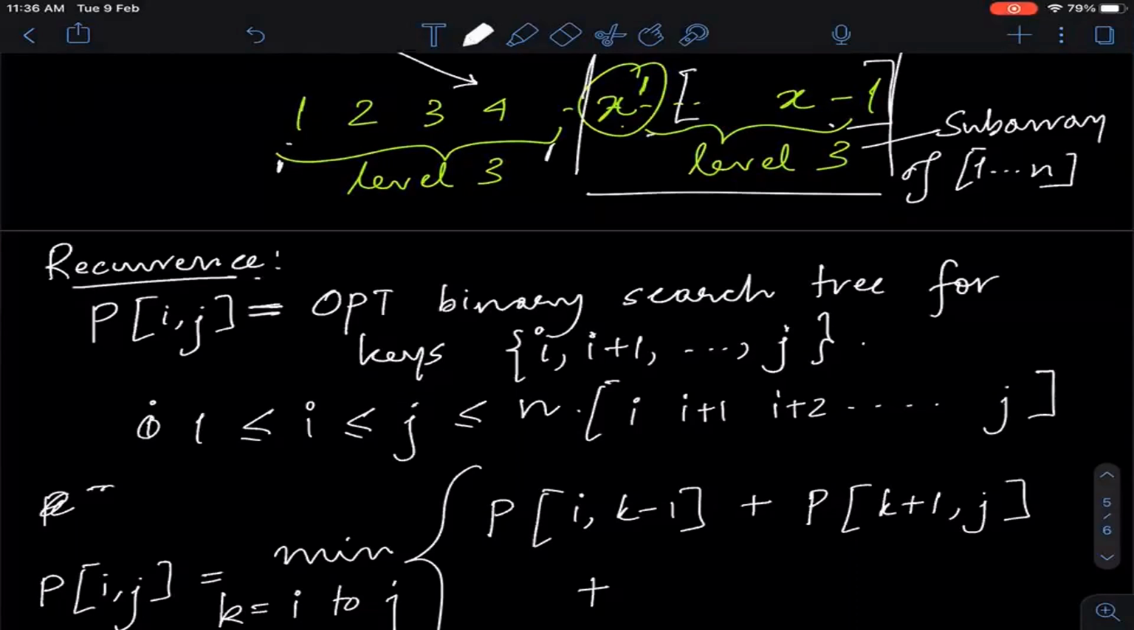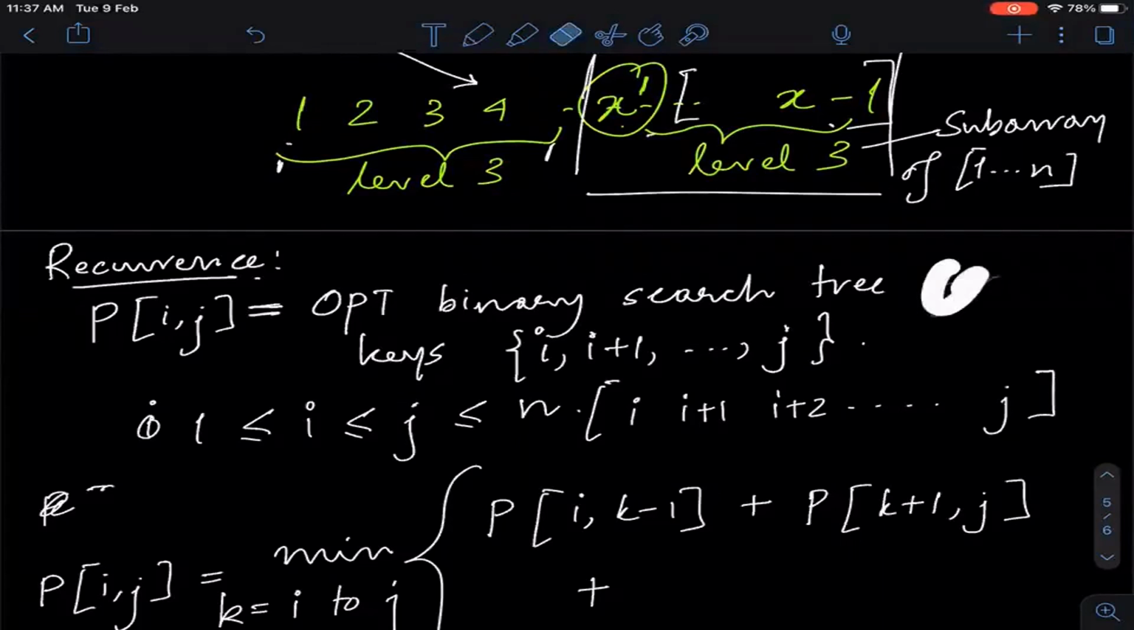Does it make sense? Oh, of course. Remember, in a DP table, first we always just build the values, and later on we just do this backtracking and build the tree. This is not the tree itself, but the best possible search time for the trees. Okay, I should have mentioned this. Let me clarify this.